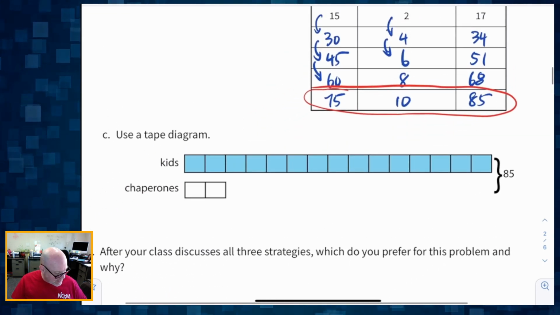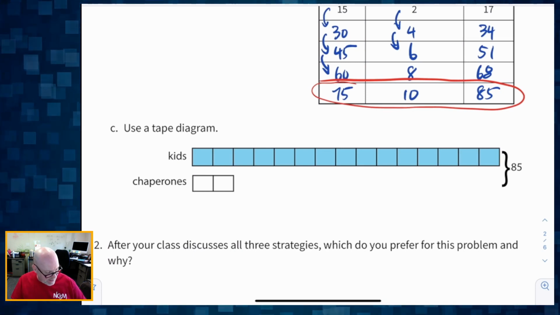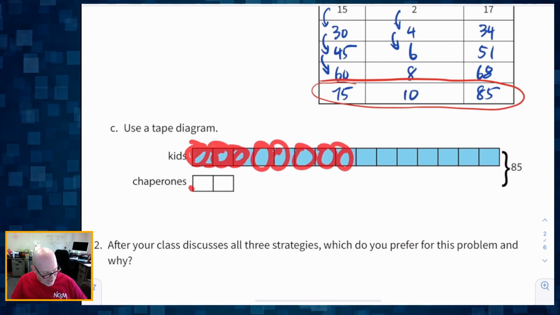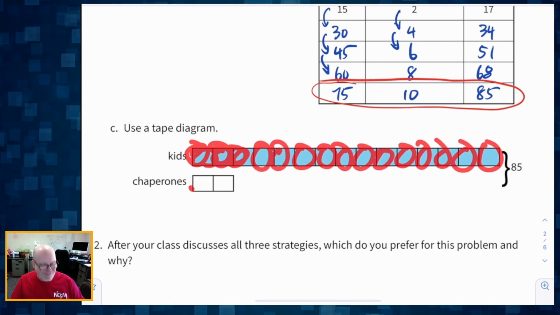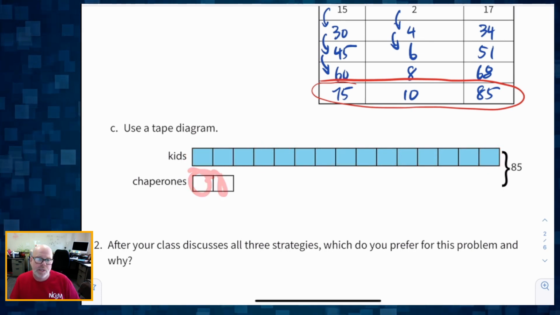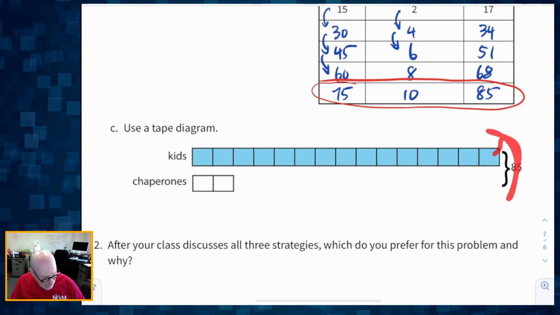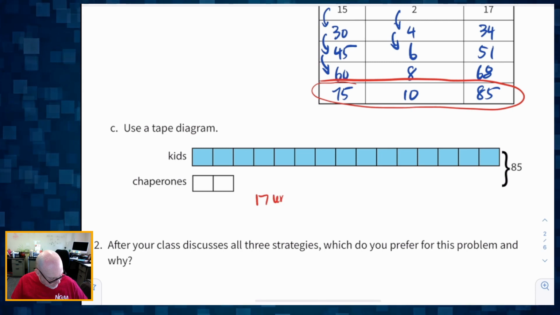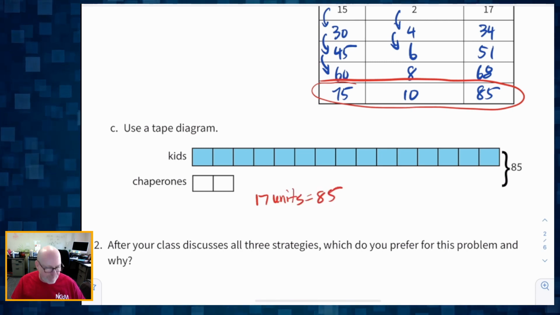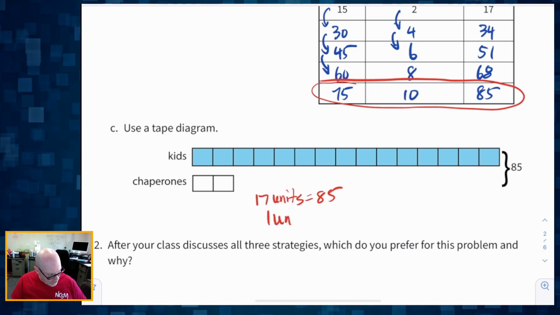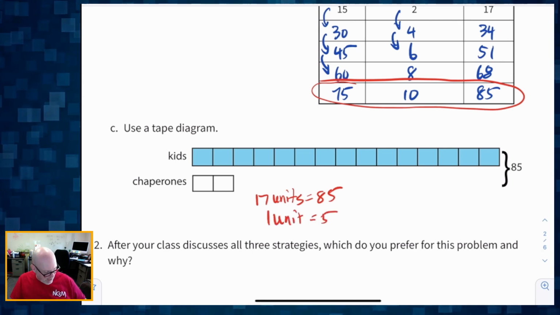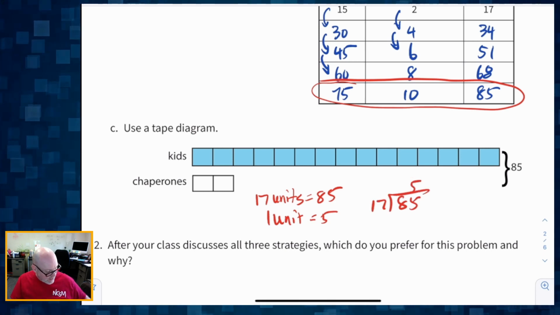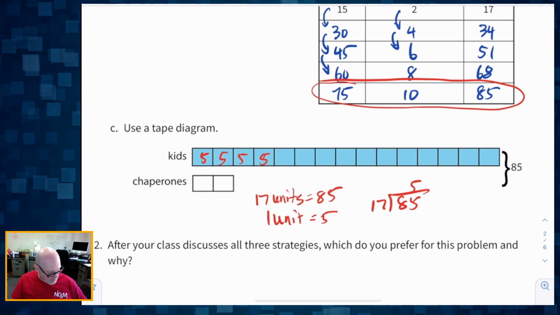And then the last one is using a tape diagram. So the idea is we have a ratio of 15 to 2. 1, 2, 3, 4, 5, 6, 7, 8, 9, 10, 11, 12, 13, 14, 15 kids to 2 chaperones. And that has to be a total of 85 people. So these 17 units is equal to 85 people total. So that means each unit must represent 5 people. How did I do that? I did 85 divided by 17, and that's how I got my 5. So that means each of these units must be a 5.